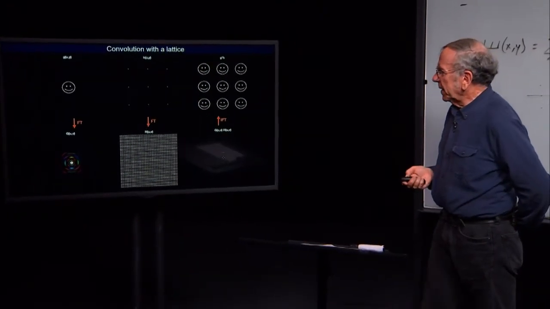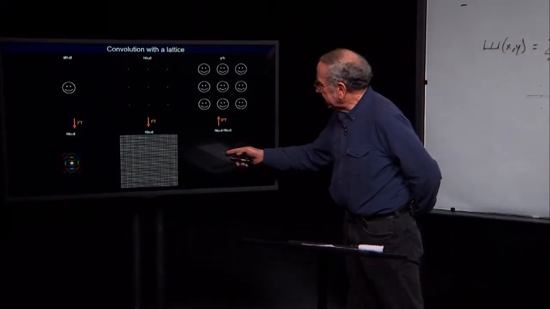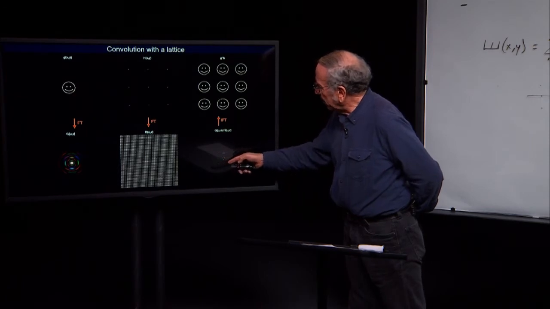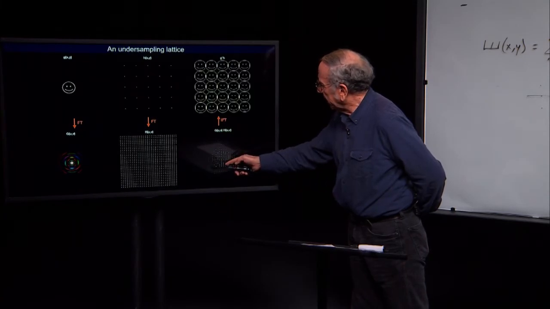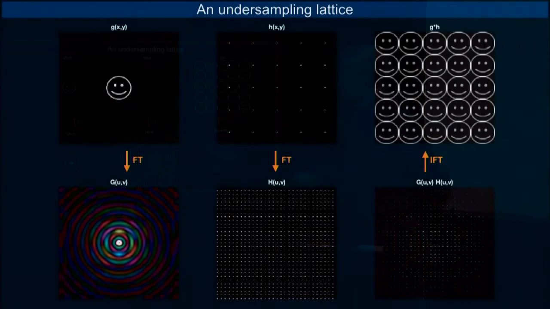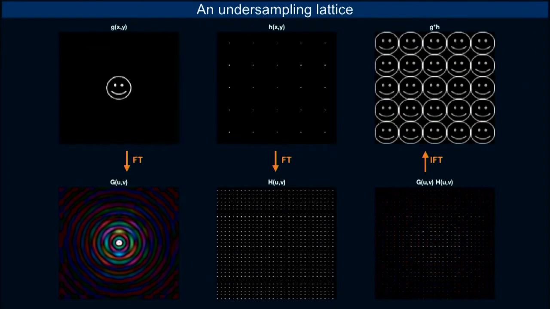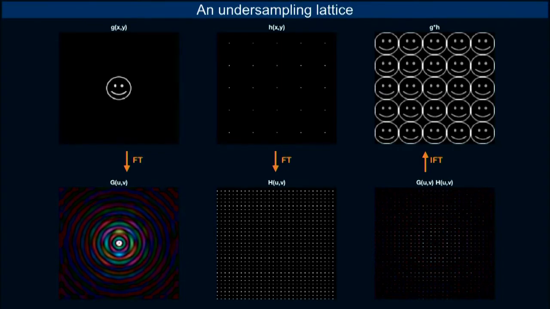So here's what happens if I decide that I'm going to sample my Fourier transform more sparsely. So this is a sparser sampling in the Fourier domain. The way I got it is I used a sampling function like this in the Fourier domain, which corresponds to a smaller lattice in real space.